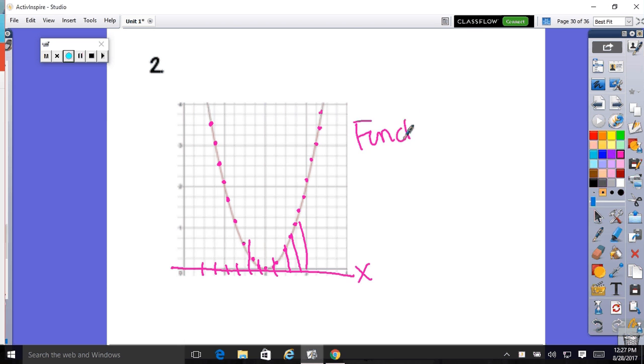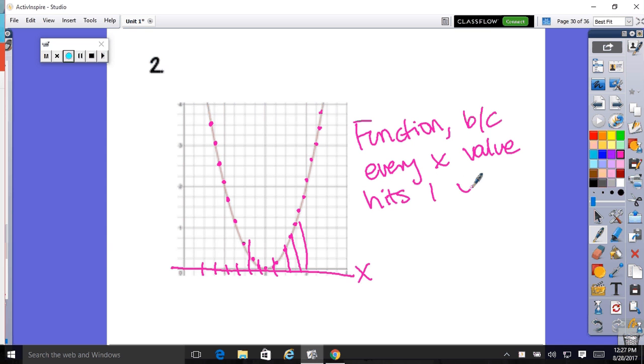Function, I'm going to say it just like Keston said it. Function because every x value hits one y value on the graph. Very good. When in doubt, always give as much detail as you can.